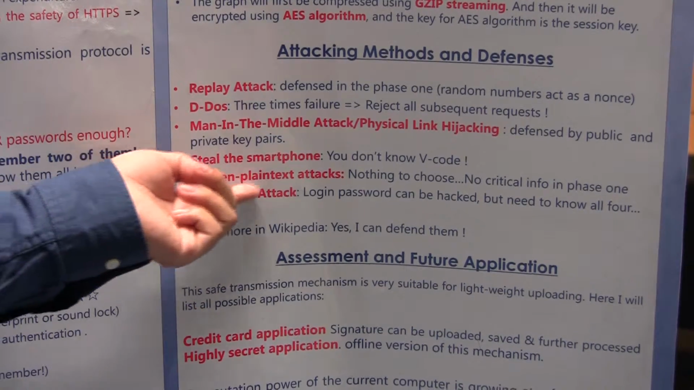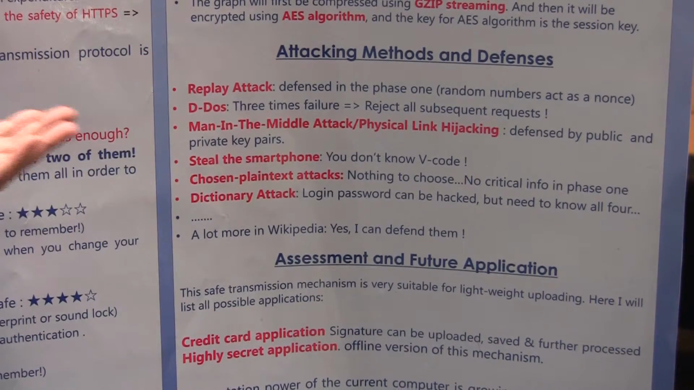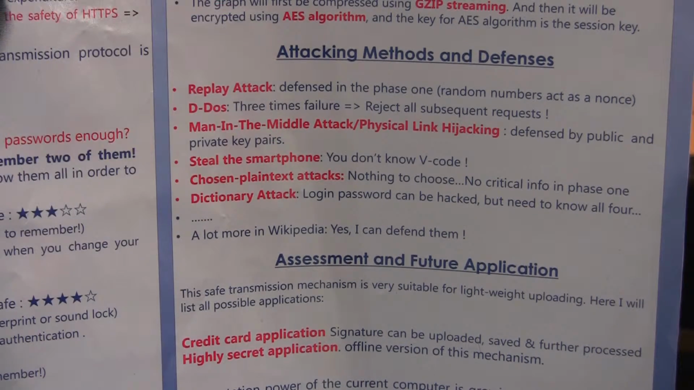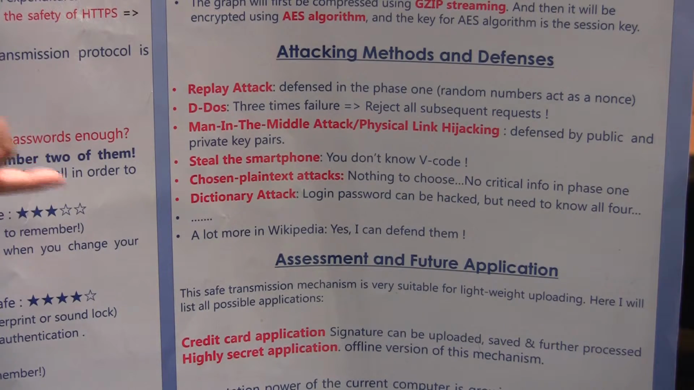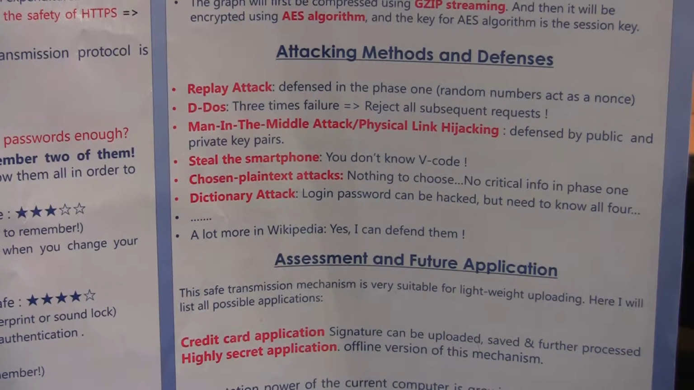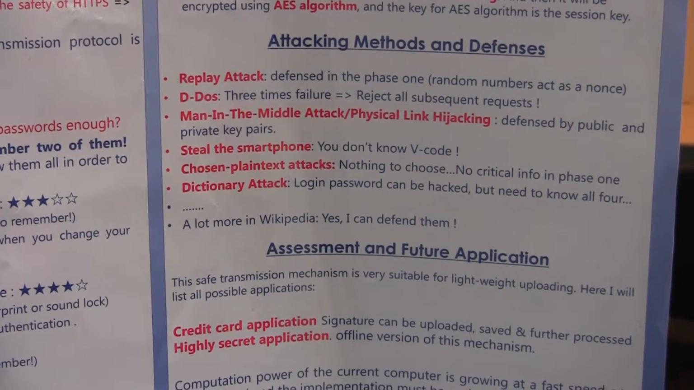Then the chosen plaintext attack. This will not work against my protocol, because in the first phase there is no critical information sent out. The dictionary attack is also protected against, because the V code is generated randomly by the server and not by the client using a meaningful password. There are a lot more attacks on Wikipedia, and I have read that list, and I'm sure that my protocol can defend against each of them.